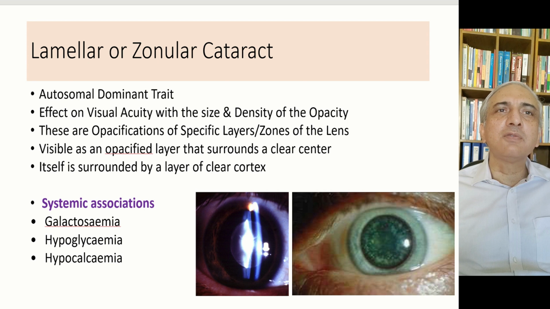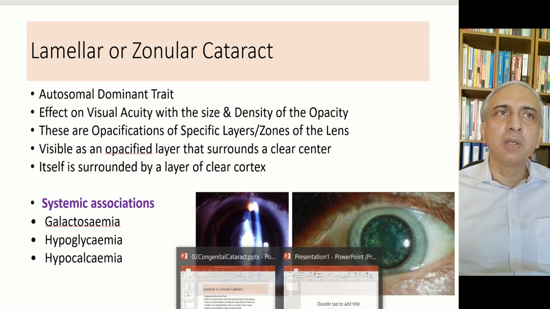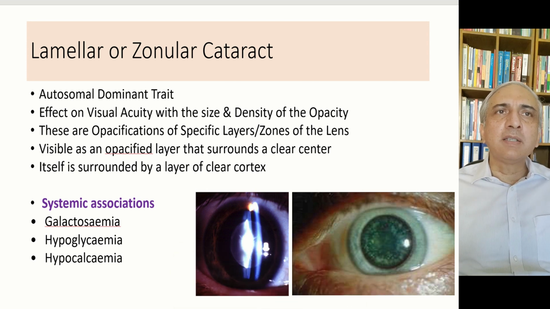In children, it is very important to see where the cataract is. If it is very small, as in the center, usually it is not significantly causing a decrease in vision. And then there are opacifications of specific layers or zonules of the lens. They're visible as opacified layers that surround a clear center, and it's surrounded by a clear layer of cortex.